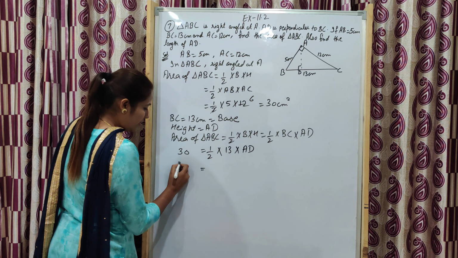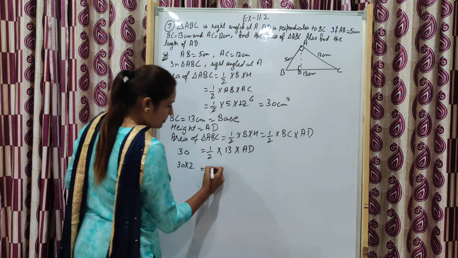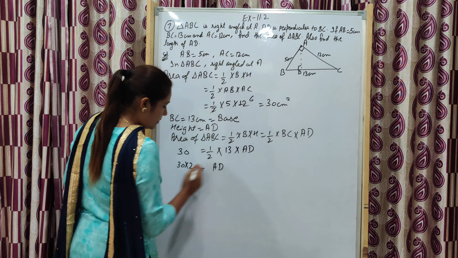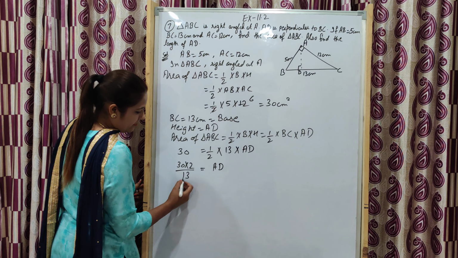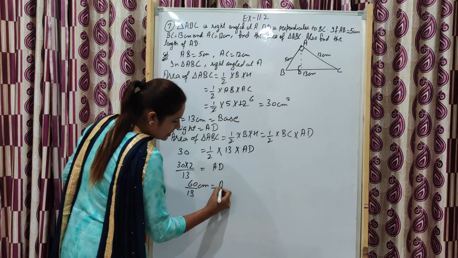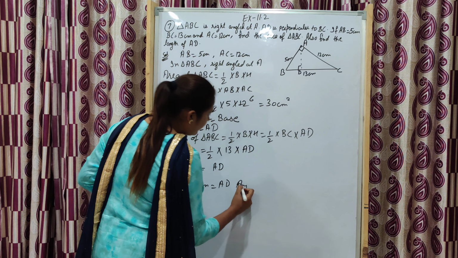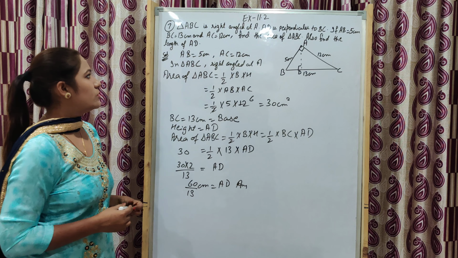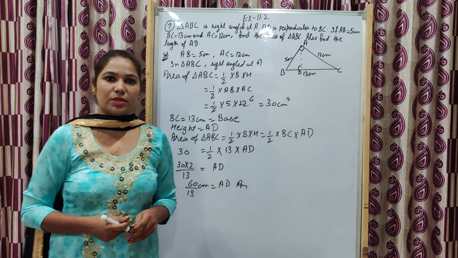So 2 is divided here, when it goes to the other side, multiply. 13 is multiplied, when it goes to the other side, divide. 60 upon 13 centimeters. You can write in decimal also, or you can leave it here also. So it was our question number 7. Now we will do question number 8.